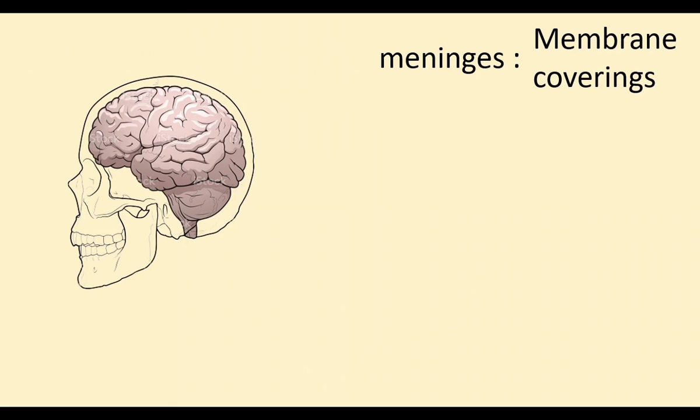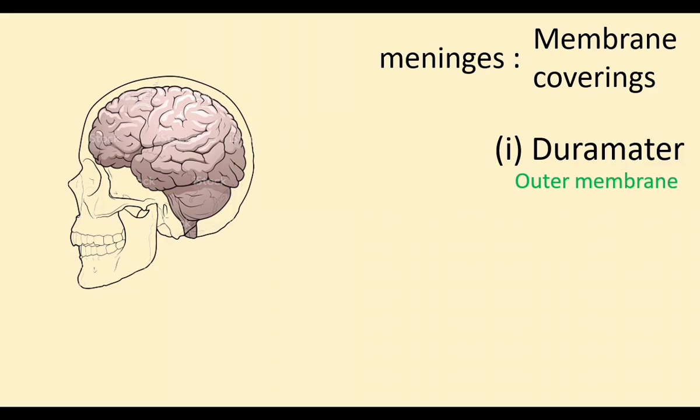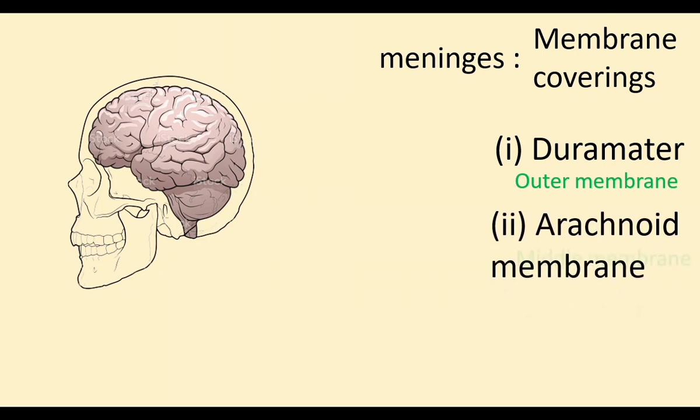Meninges are membrane coverings. There are three membrane coverings around the brain. The outer one is dura mater. Dura mater has close contact with the skull. The middle one is the arachnoid membrane. Arachnoid, the word is related to spider. In the middle membrane, the blood vessels grow like a spider's web, so the name is arachnoid membrane.